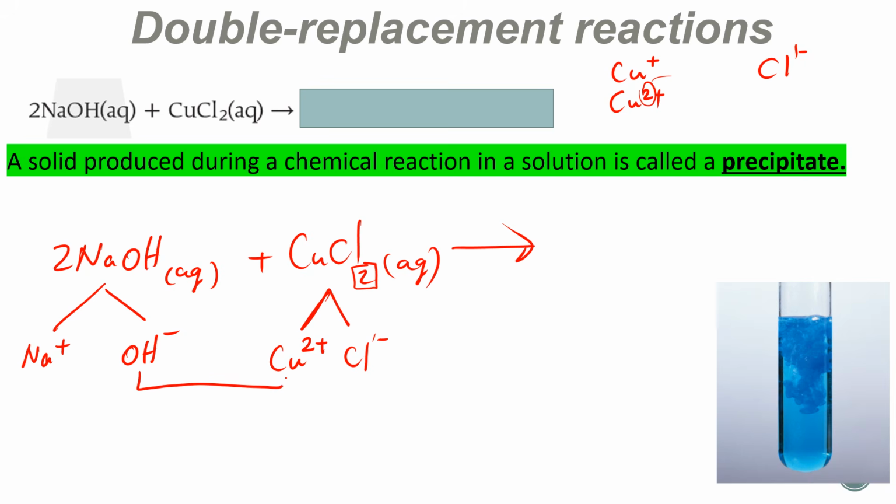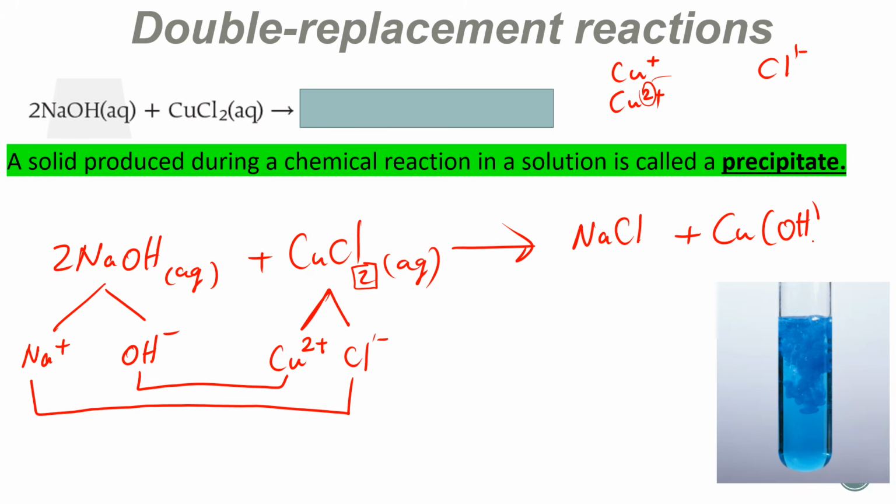So take this with this, take this with this. So you are going to get NaCl plus CuOH2. Now balance the equation. Of course, this equation should be balanced already. I'll just have 2 here, and that's it. But what I'm trying to tell you here is that this compound NaCl dissolves in water. But did you see these solids that are forming here? This is actually CuOH2.